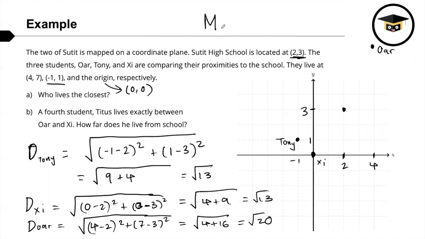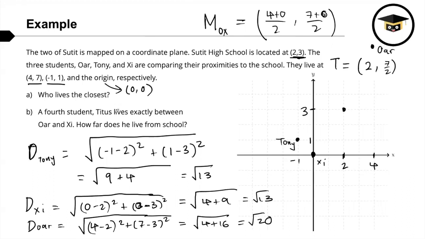The midpoint of Or and Z is equal to, we average them. So average the x values. So Or was 4, 7, and Z was the origin, sorry, 0, 0. So that means we're going to say that it's 4 plus 0 over 2, comma, 7 plus 0 over 2. And so that means Titus lives at coordinate 2 and 3.5, or we'll just leave it at 7 over 2.